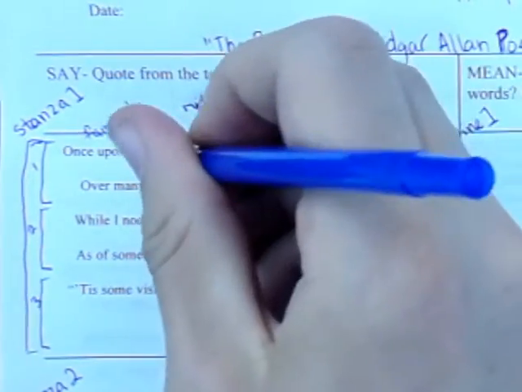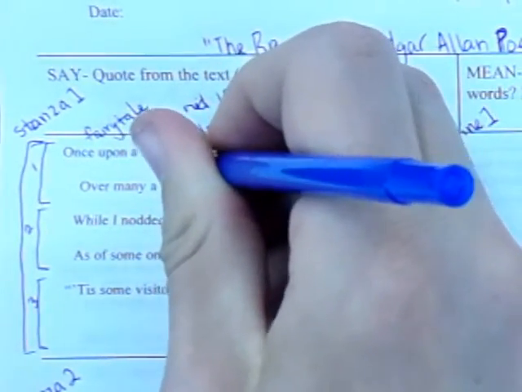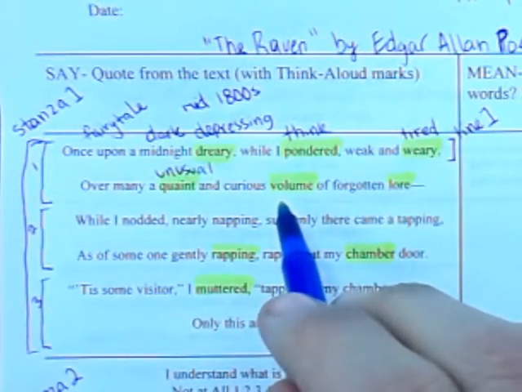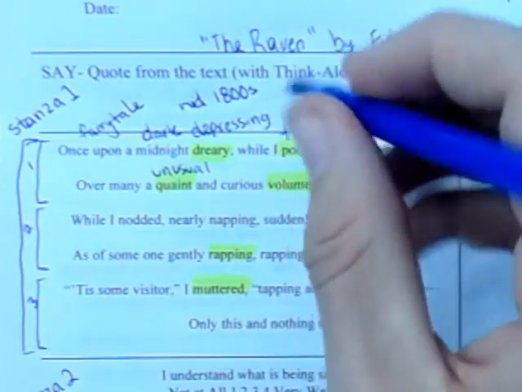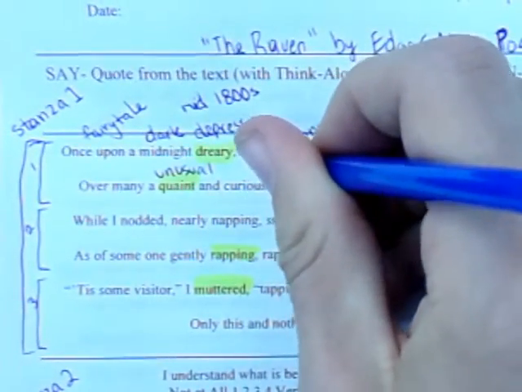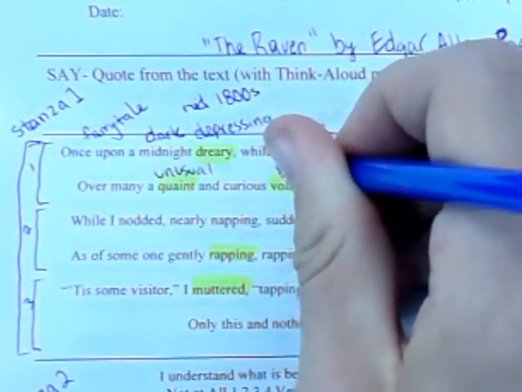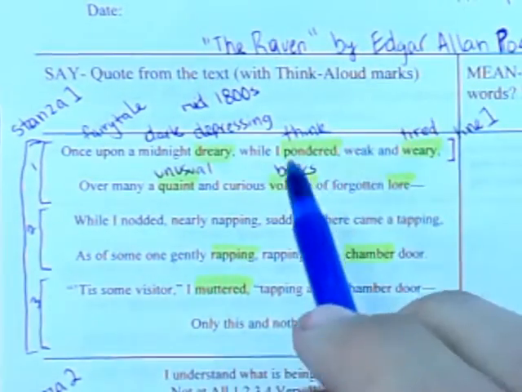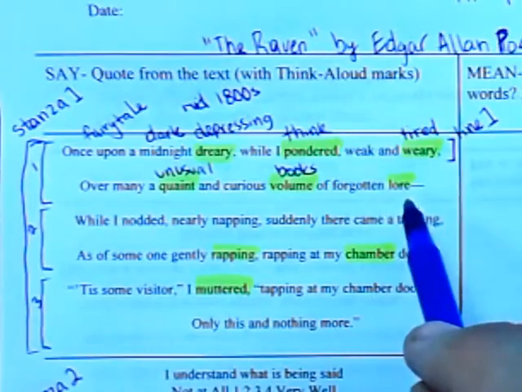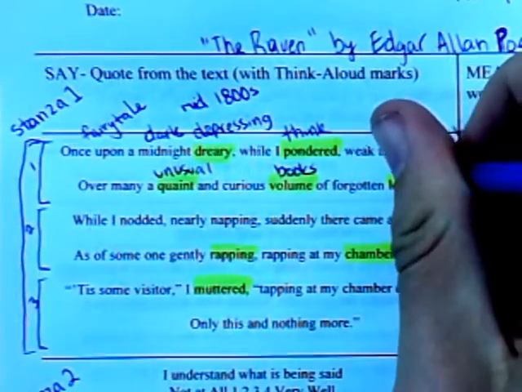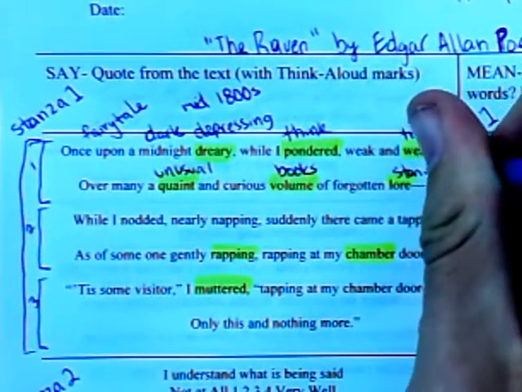Quaint here means unusual. A volume isn't like your TV volume, right? It's like a book here. Like many volumes of books. And then forgotten lore. Lore is like stories or knowledge.